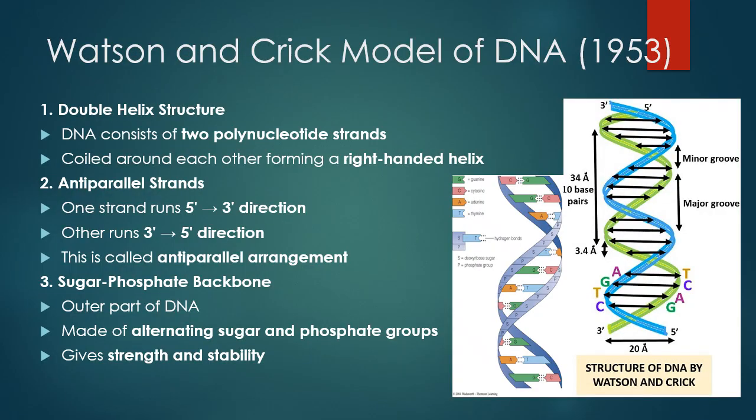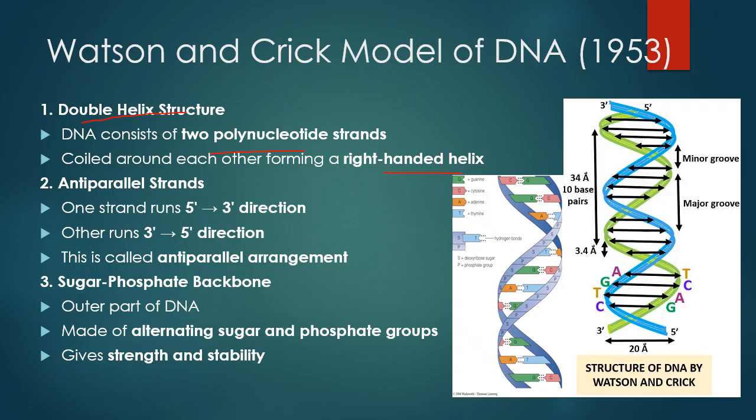Okay, so now we'll study in detail the Watson and Crick model of DNA. The first point: it is a double helical structure, or double helix structure, which contains two polynucleotide strands coiled around each other, forming a right-handed helix. As you can see in the picture over here, it is a double helical structure.